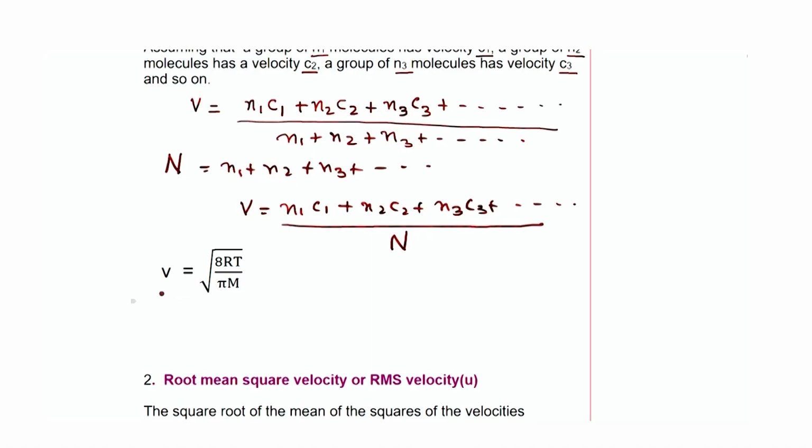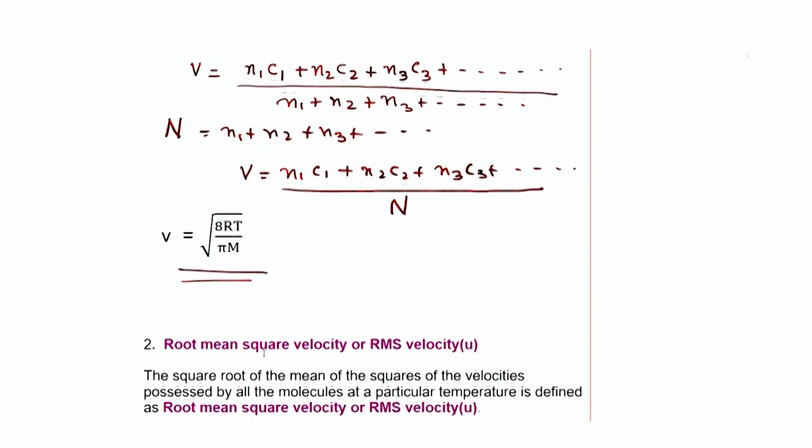Now, solving Boltzmann's distribution law equation of molecular velocities, it has been found that the average velocity V is equal to square root of 8 RT by pi m. You have to learn it by heart. V is equal to square root of 8 RT by pi m. So, there is the equation because we need this for solving problems and all.